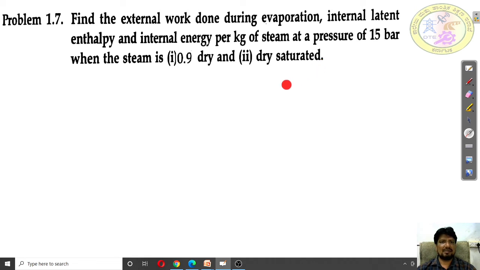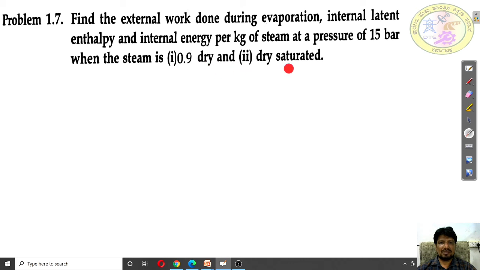In this given problem, there are three conditions to find. First, you have to calculate the external work done when it is 0.9 dry, that is, when it is wet steam. First you calculate the work done during wet steam. Then you calculate the internal latent enthalpy. And also you calculate the internal energy when it is wet steam. So there are three different things you have to calculate.